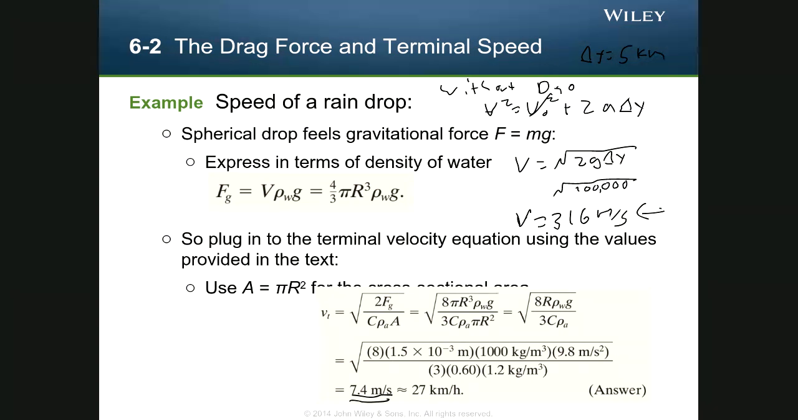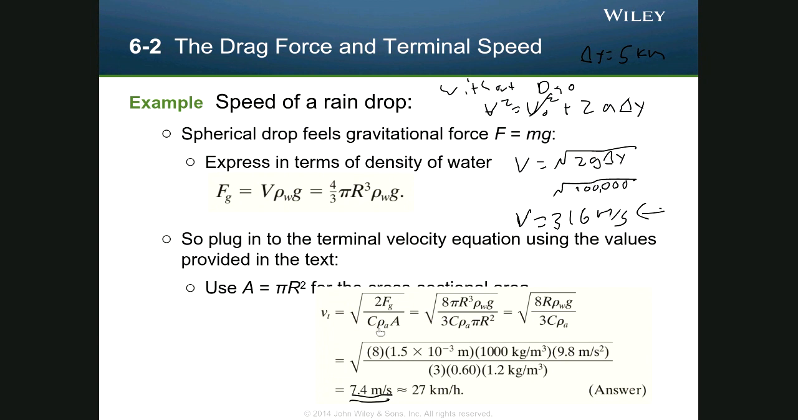Hi again. Just to ask you, on the denominator of the solution, the density there shows rho A. Okay, good question. So remember in the terminal velocity equation, it's the density of what you're falling through. So that's the density of air.